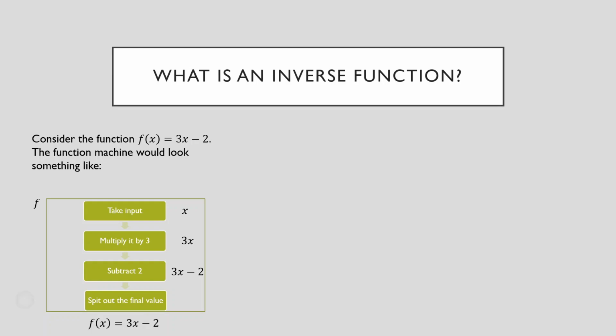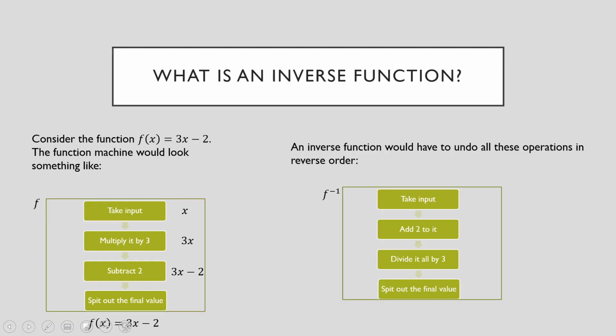Okay? With our inverse, we're going to have to do things in reverse order, undoing steps one by one. So for our inverse function, we're going to take an input. And the first thing we have to undo is this last step here, subtracting 2. And to undo that, we add 2, because subtraction and addition are inverses of one another. Then we've undone this step.